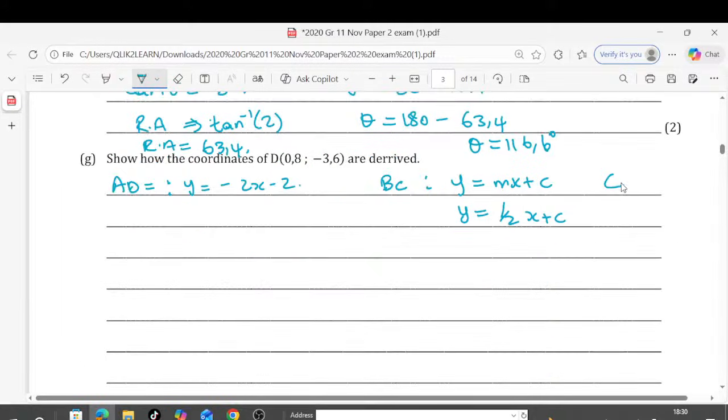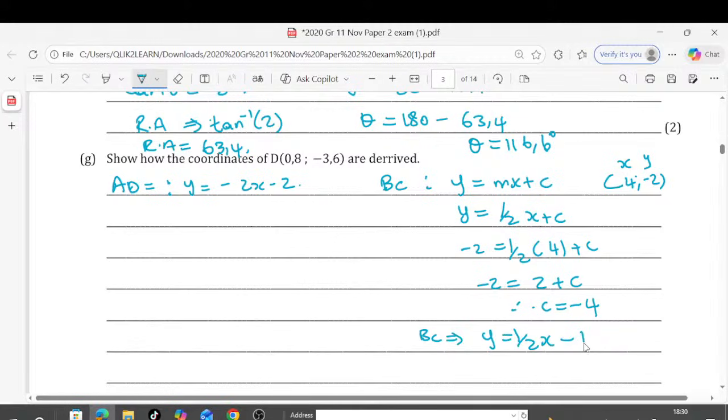So we said we'll use point C, and the coordinates of C are given as (4, -2). Then this is my x, this is my y. Where there's y, I need to put -2. Where there's x, I need to put 4, plus c. So -2 is just 1/2 divided by 4, like saying half of 4 is just 2, plus c. Therefore, what is c? c is just -4. So the line BC will be y = (1/2)x - 4.